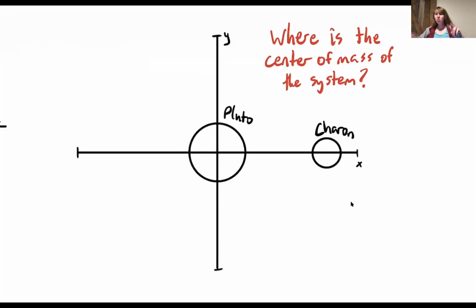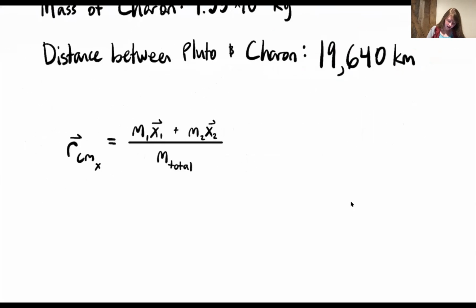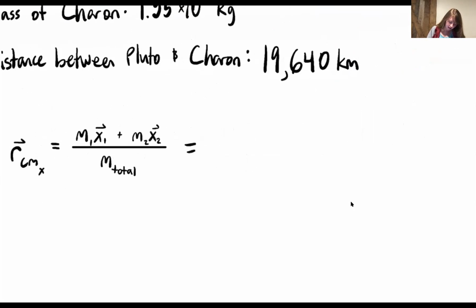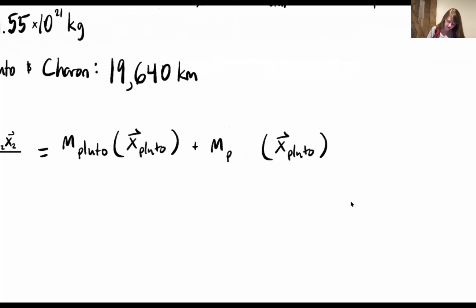Basically, we have two particles. We have Pluto, we have Charon, and I've made a grid where the center of Pluto is going to act as our origin, and Charon is a little bit to the right. So we need to calculate where the center of mass of the system is, and we will do that right now. Okay, center of mass. Let's see. We need the mass of Pluto multiplied by the position of Pluto. And we're going to give the same treatment to Charon. Let's see.